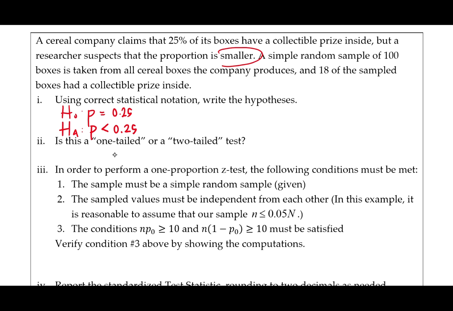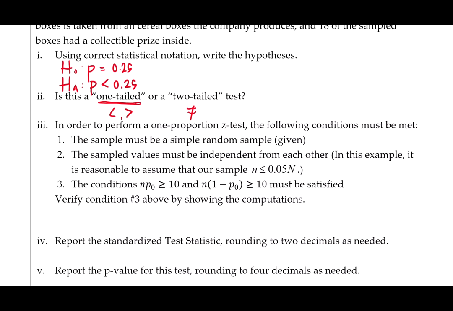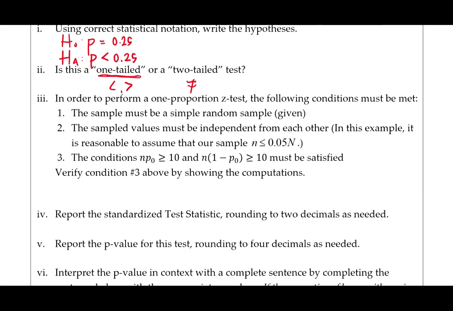One-tailed tests have either a less than or a greater than in the alternative hypothesis. Two-tailed tests have a not equal to in the alternative hypothesis. So in part 2, where we're asked if this is a one-tailed or two-tailed test, the answer is that this is a one-tailed test. In order to perform a one proportion z-test, the following conditions must be met.